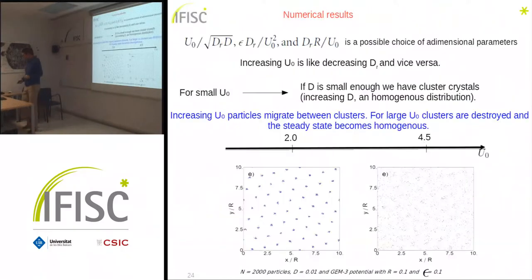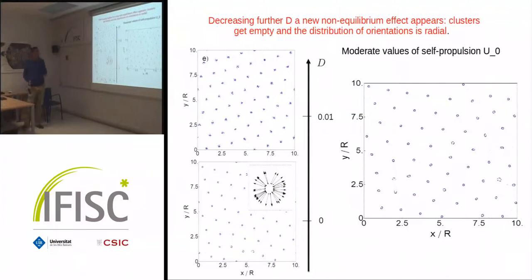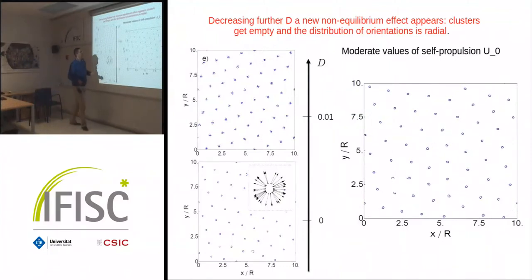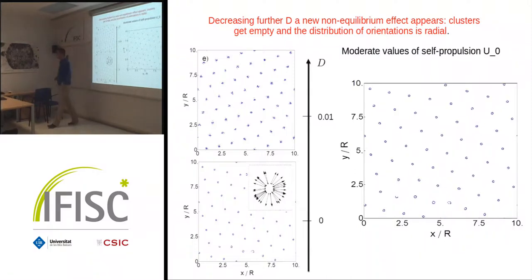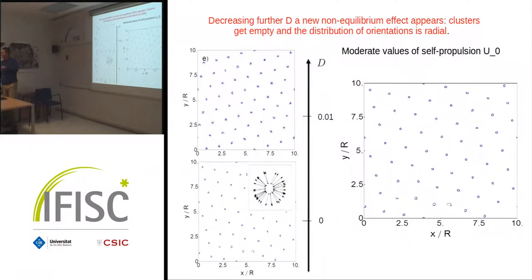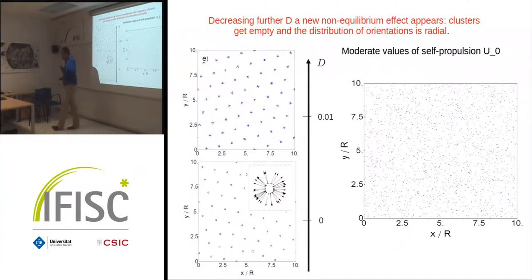I was here, no? You can see the movie again, and somehow they are moving, and it is quite this pattern. This was very surprising for us in the beginning. We will try to explain this. We are not able yet to explain it fully, but we will try to give arguments for this. This is the non-equilibrium feature of this.